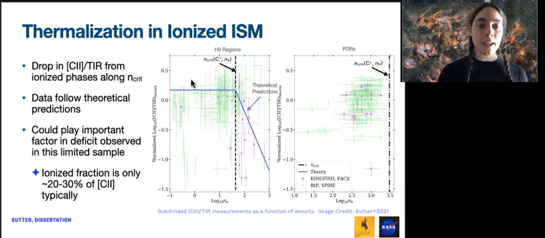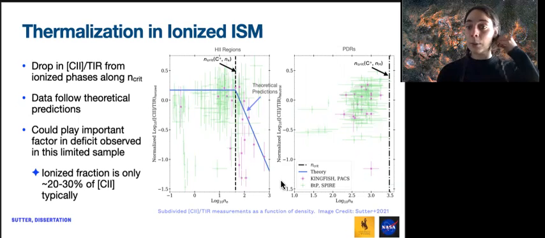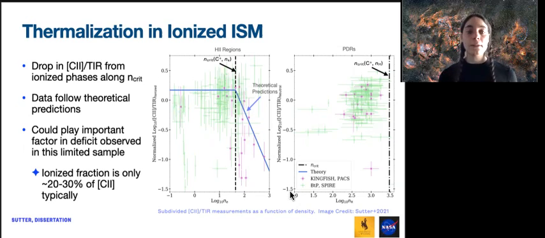And what was really exciting was that when we plot our C+ to TIR from the ionized phases of the ISM, those H2 regions, versus electron density, we show the critical density as well as the theoretical predictions for what thermalization would look like. Our data follow these theoretical predictions pretty well. So there's no fitting done here. This is just theory compared to data, and our data seem to be pretty flat until we hit the critical density and thermalization occurs, and then they start to decrease. So this was a sign that thermalization within the ionized phases of the ISM could be causing that deficit that we observed in our ionized C+ emission.